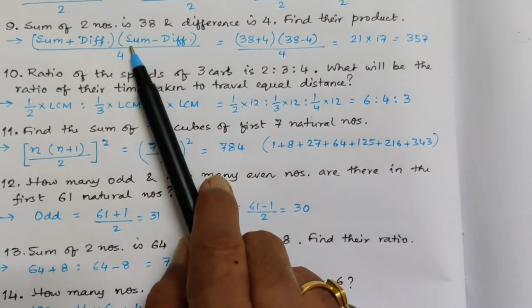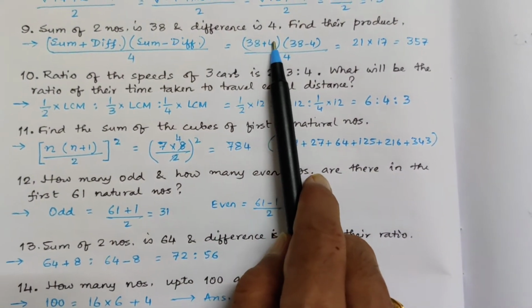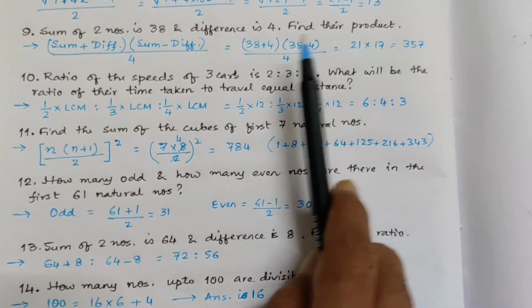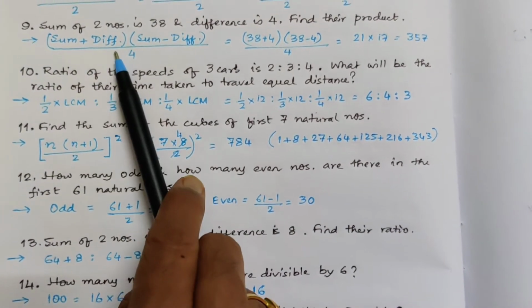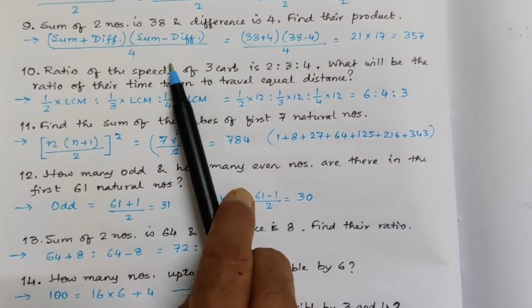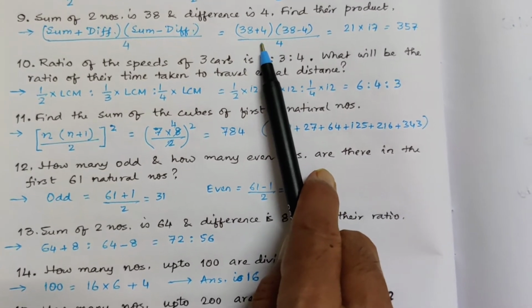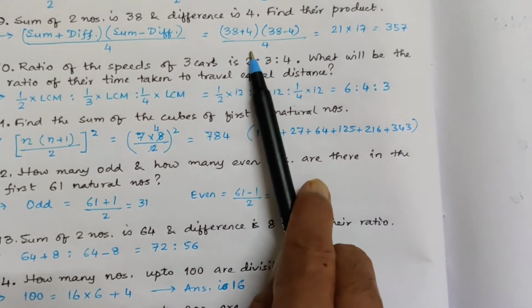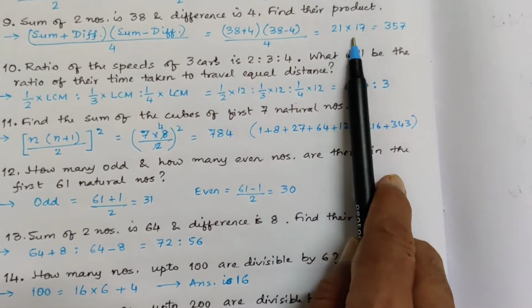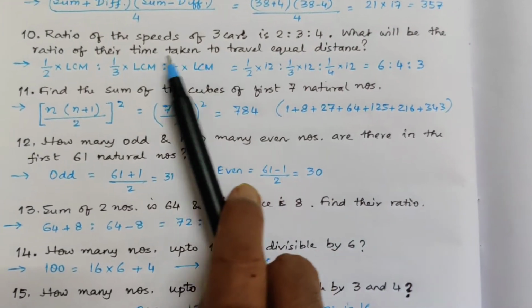Sum of two numbers is 38 and difference is 4. Find their product. It makes it sum plus difference into sum minus difference by 4. That means 38 plus 4 into 38 minus 4 by 4. That is 21 into 17, that is 357.